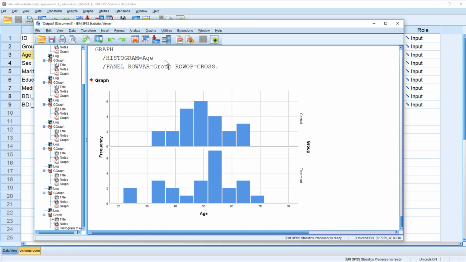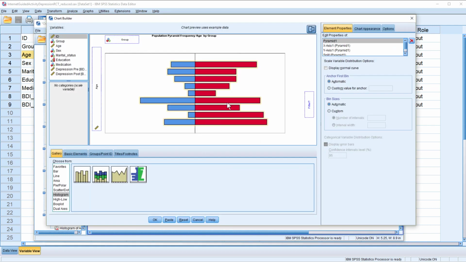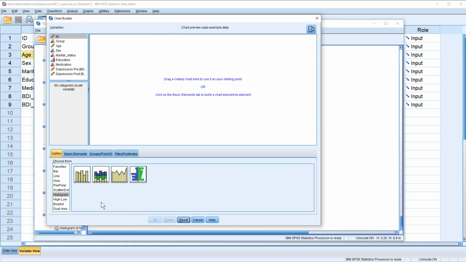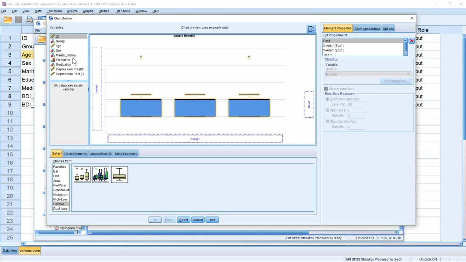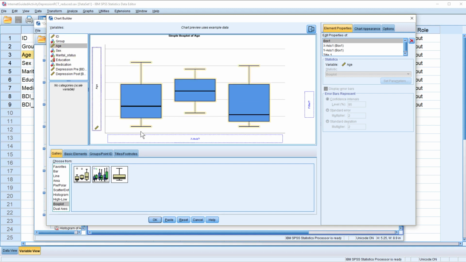Let's go back and have a look at the box plots. I'm going to reset that. I'm going to go down to box. And so we did the simple one before. Now we want to have it split into groups. So we will have the age going up and down the y-axis, so we're going to drag that in there. And the groups that we want it split into are the control and treatment, so that's along the x-axis.